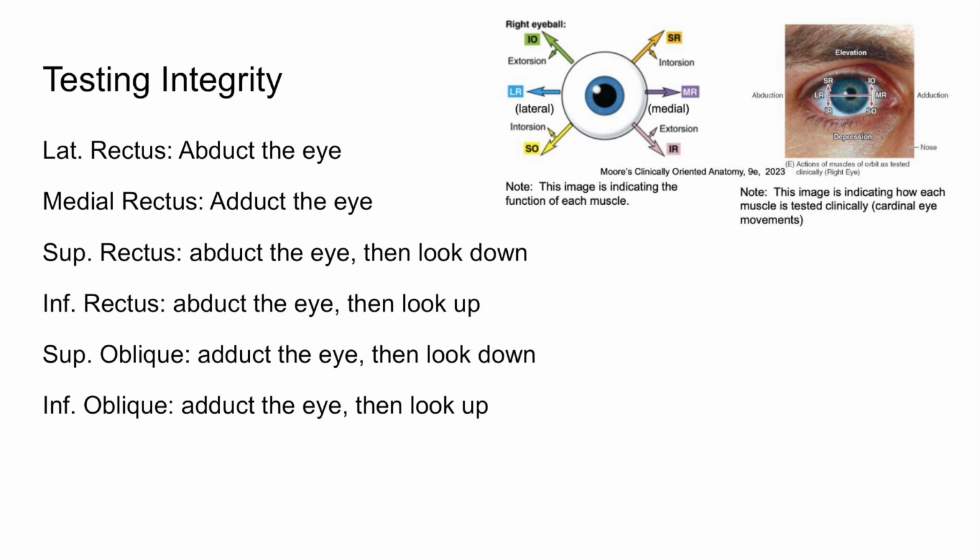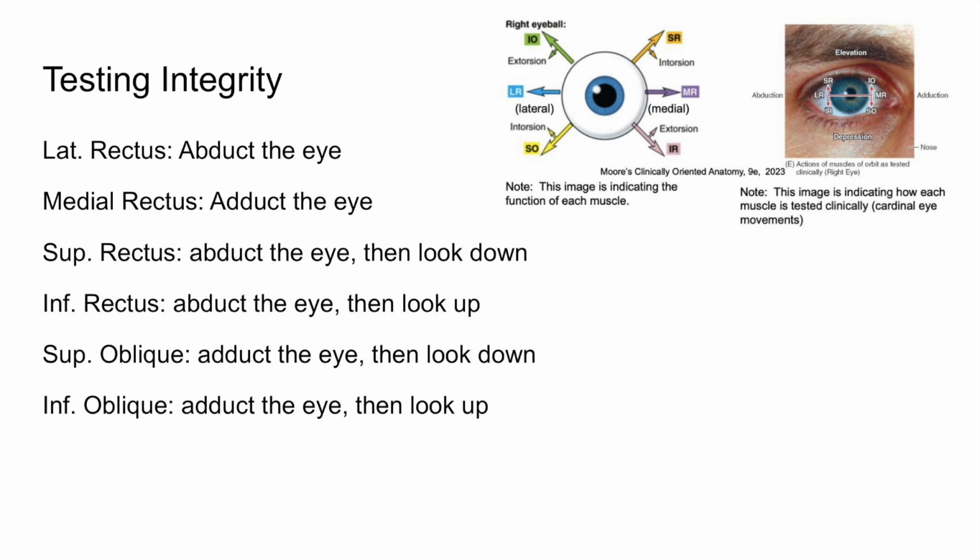For the vertical movers, you have to first position the eye to isolate them. So the superior and inferior rectus muscles are best tested when the eye is abducted, because in that position, they become the main vertical movers. So for the superior rectus, you abduct the eye and then ask the patient to look up, testing elevation in the abducted position. For the inferior rectus, you abduct the eye and then ask the patient to look down, testing depression in that abducted position.